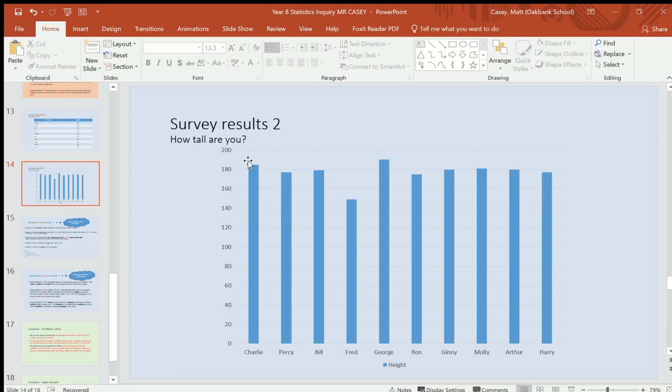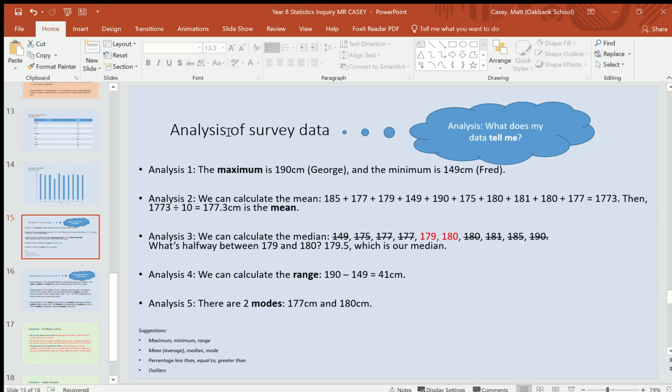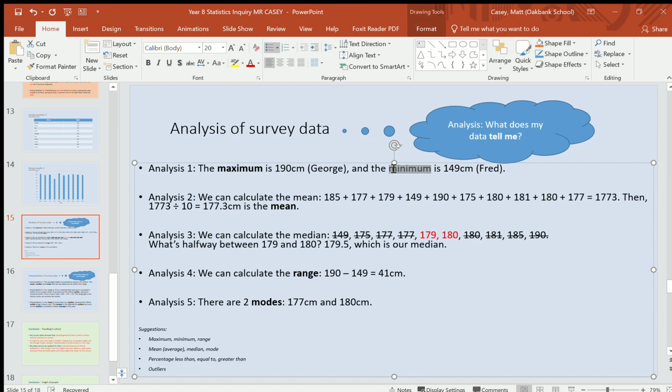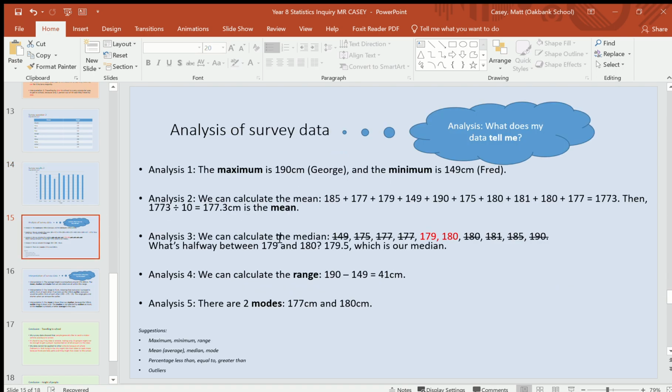And from this, we're going to do, once again, some analysis and then some interpretation. Analysis is just talking about the numbers. So, first analysis, the maximum is 190 and the minimum is 149. And yep, here's the max up here and here's the minimum down here. Literally just stating what we see. What's the highest amount? What's the lowest amount? Then we can actually calculate the mean.